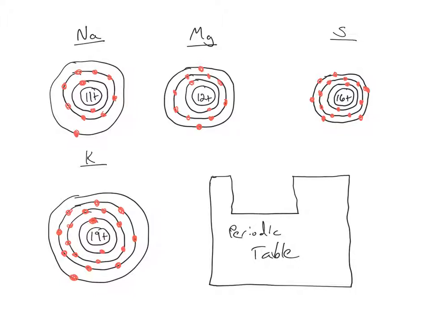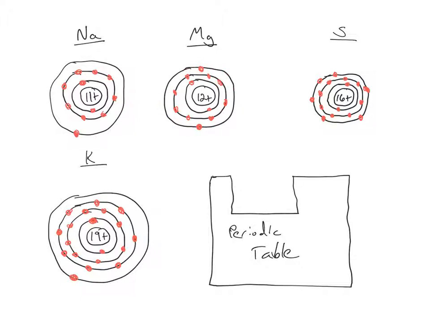And as we can see from there, we have 2 in the n equals 1. We have 8 in the n equals 2 shell, and then that leaves us one more left in the n equals 3 shell. As we move across the periodic table from left to right, we would encounter magnesium. Magnesium has an atomic number of 12. It has 12 protons and 12 electrons, so 2 in the n equals 1, 8 in the n equals 2, and 2 in the n equals 3.